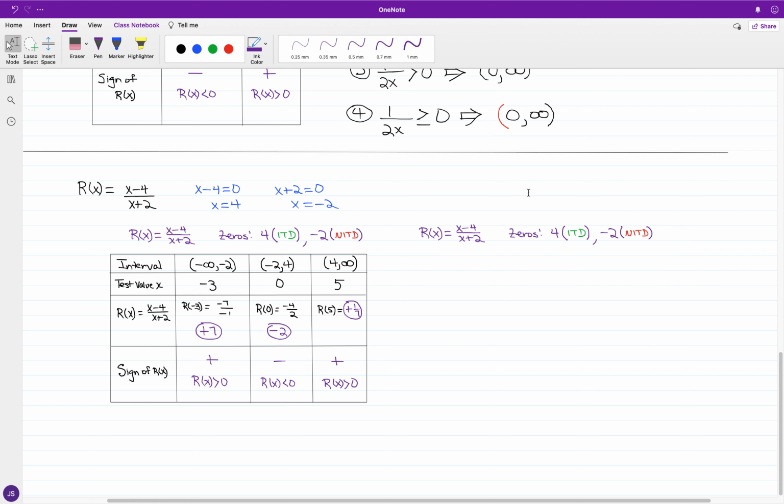Okay, so now with our inequality scenarios, we have x minus 4 over x plus 2, and say this ratio is less than 0. Again, no equal sign, so no brackets in the intervals. Since you have less than 0, you're looking at between -2 and 4.